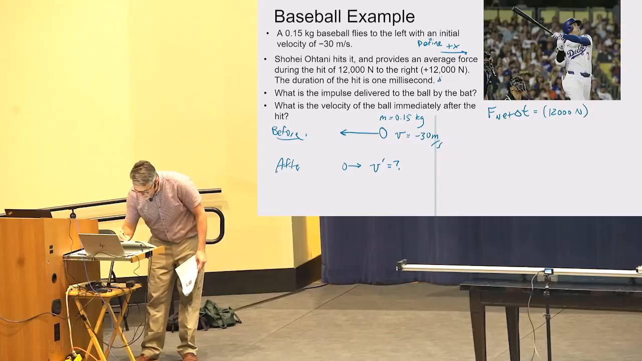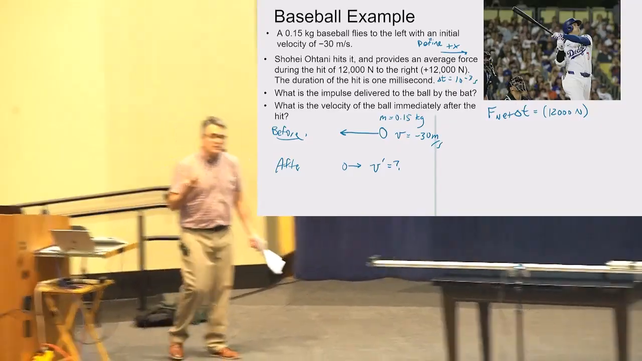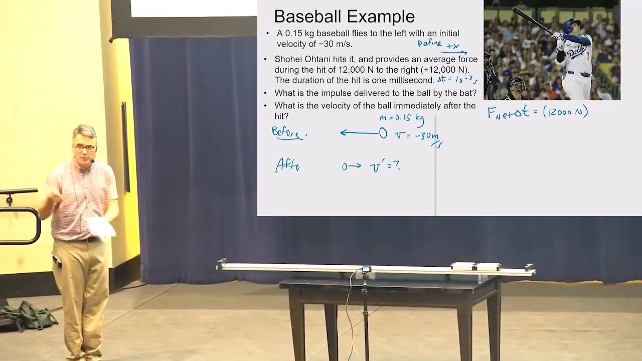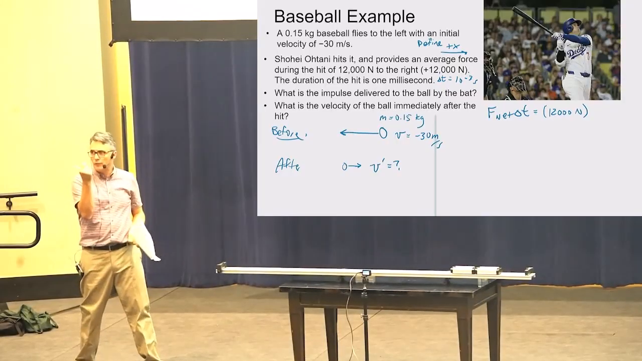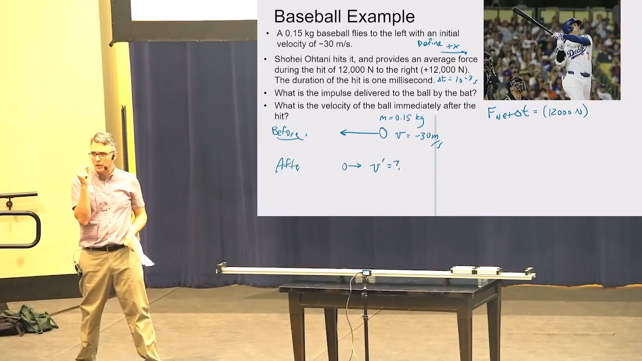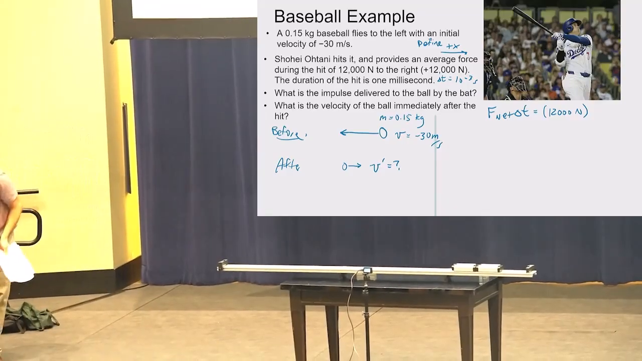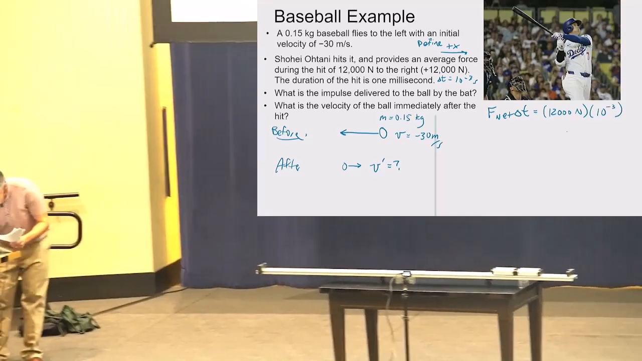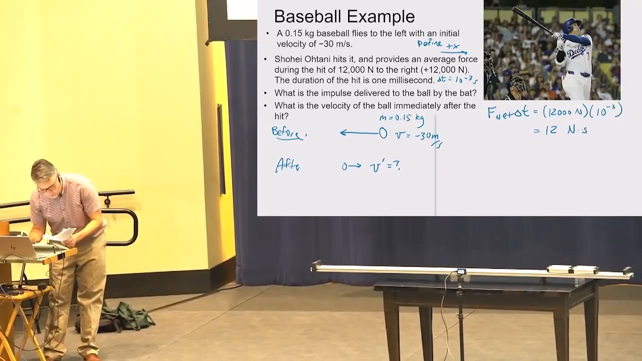So what this means is that delta t is equal to 10 to the minus 3 seconds. The milli stands for 10 to the minus 3. So it seems like quite a large force, 12,000 newtons, but it is possible for a bat on a ball to exert huge forces over a very, very small duration of time, a thousandth of a second. So you multiply times 1 over 1,000 seconds, and you get 12 newton seconds.